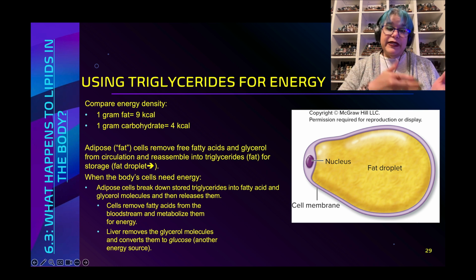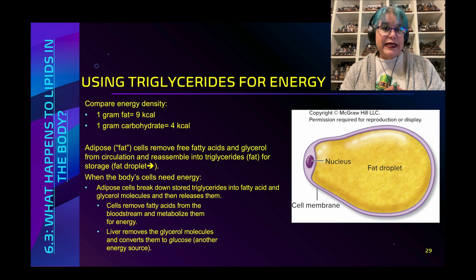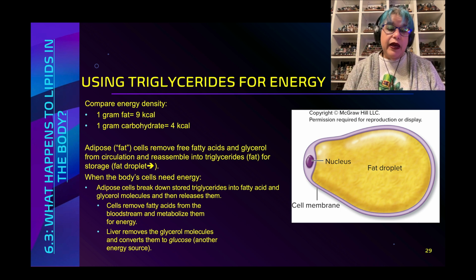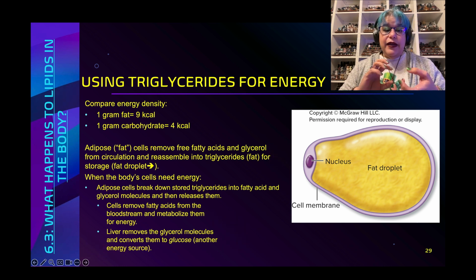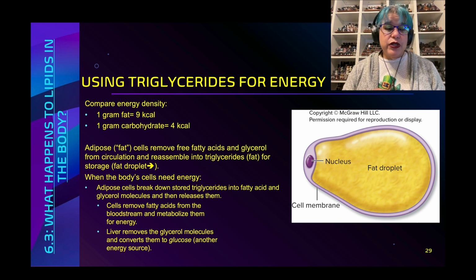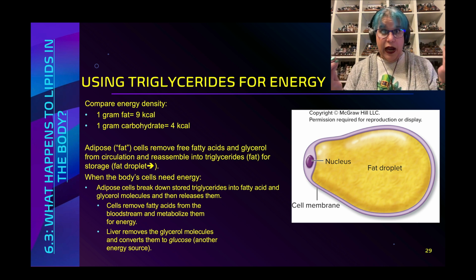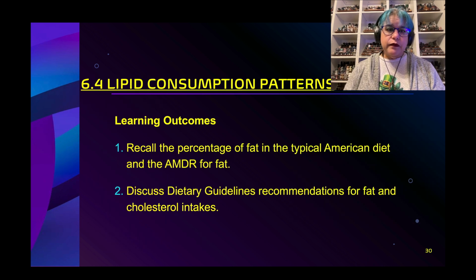Why? The cells can remove the fatty acids and actually metabolize them for energy. I can break this fatty acid down and make energy out of it. The liver can actually take that glycerol, kind of shuffle around some pieces and convert it into glucose, which is our primary carbohydrate energy source, which is beneficial to us as well. So both of these things allow us to use fat as an energy source.